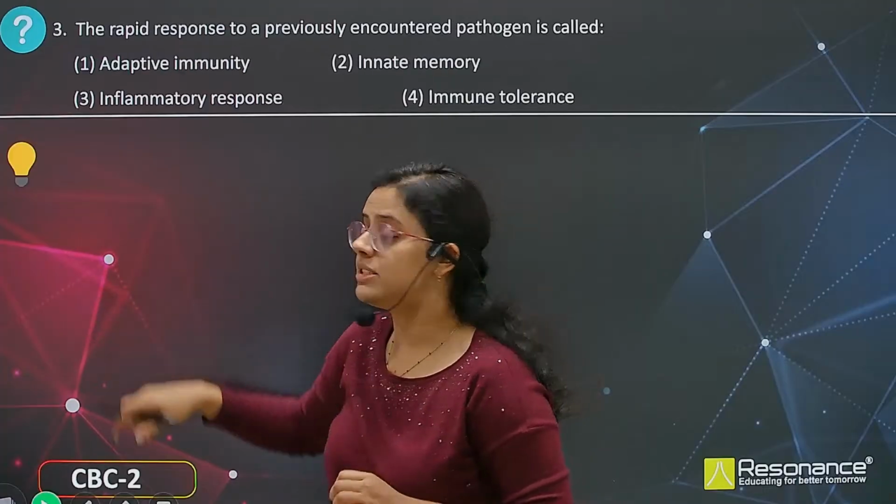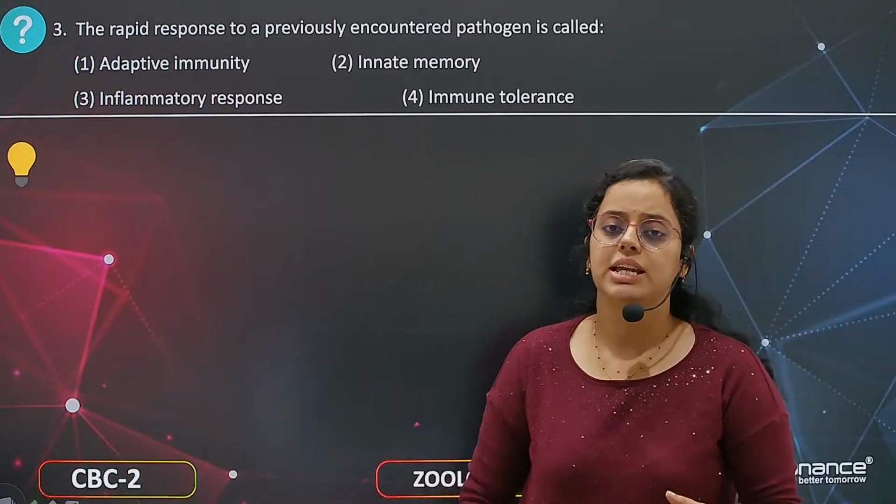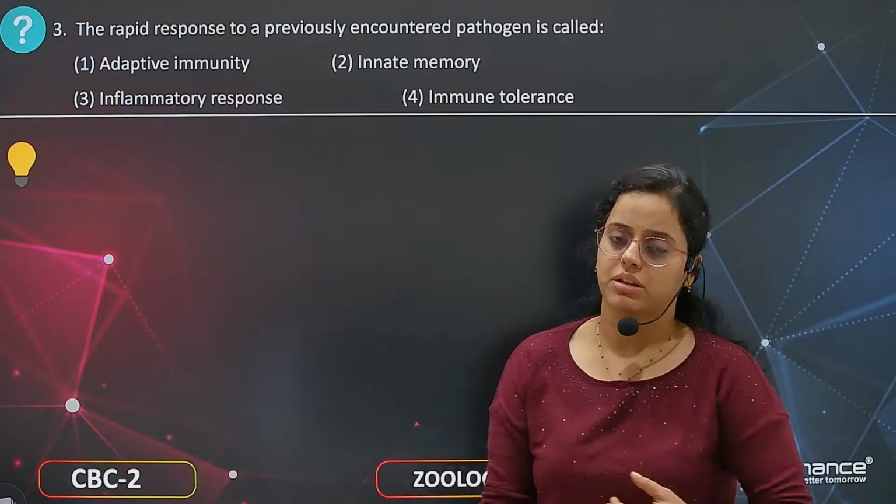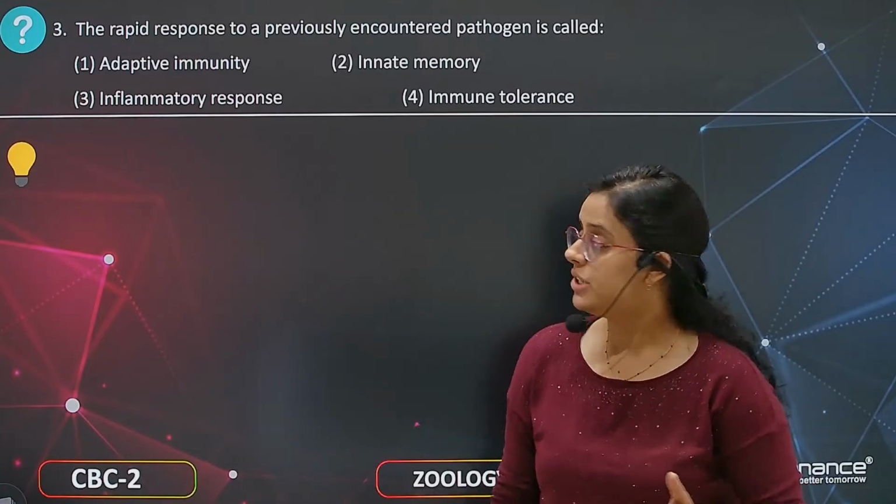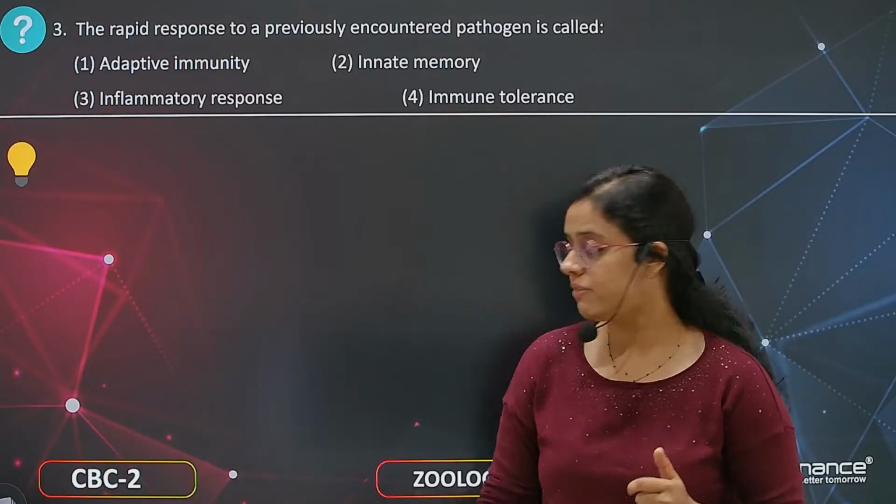Innate immunity is the barriers or any cells that are present from birth. So here we are talking about adaptive immunity.